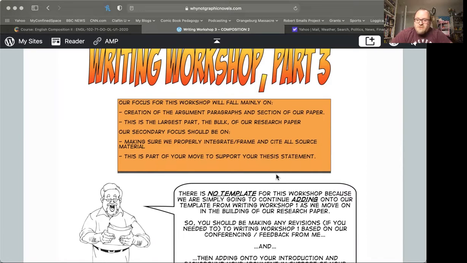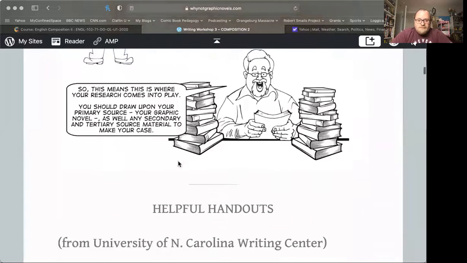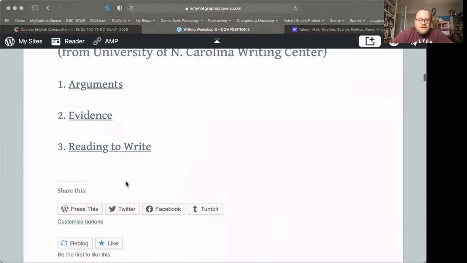But this is the creation of our argument paragraphs, the largest section of our paper. We're going to be looking to integrate and frame and cite source material, not just from the graphic novel. Again, we're not working with the template. We're just continuing with the one we had originally. I do have some specific handouts that go along with this one.